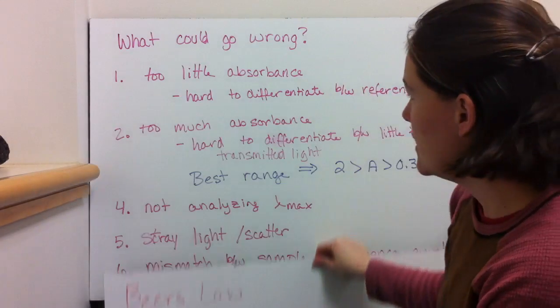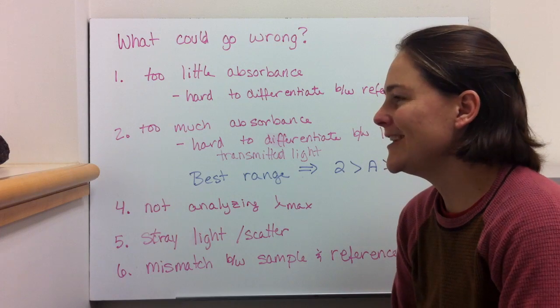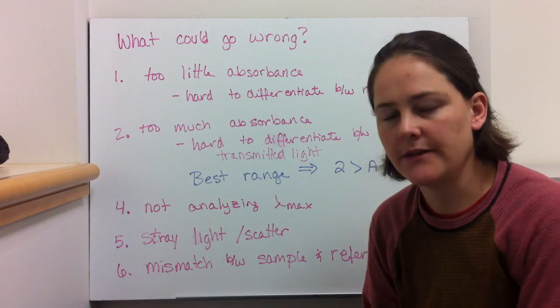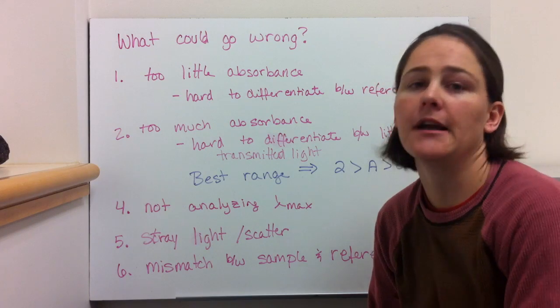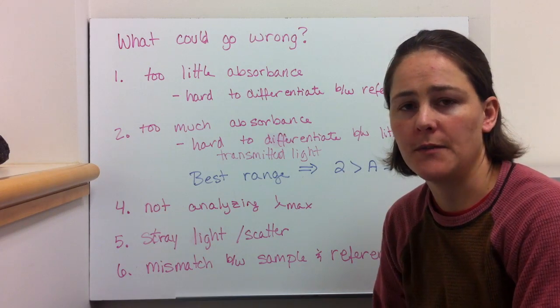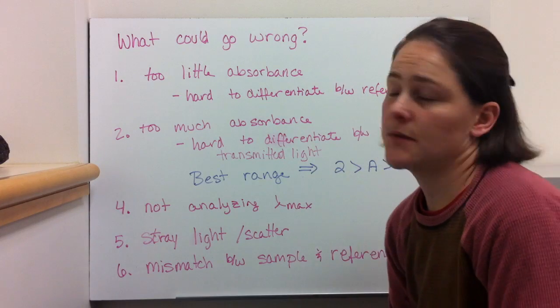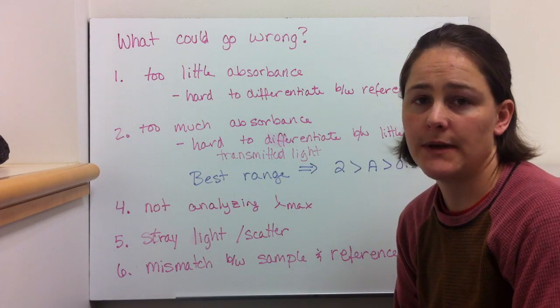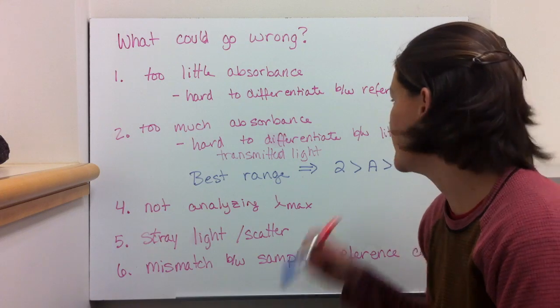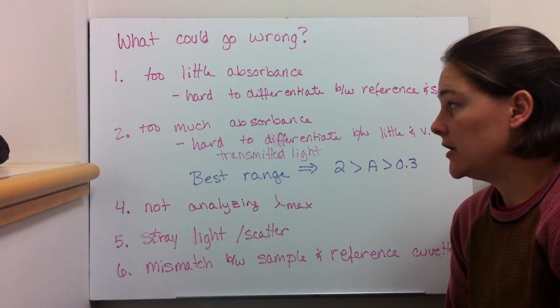All right, so Beer's law, so simple. What could go wrong? Well, actually, there's a lot of things. Beer's law is very powerful, but at the same time, you have to be a little bit careful and aware of what the pitfalls of Beer's law are. One could be too little absorbance. It's hard to differentiate between the reference and the sample itself if there's very, very little sample. So it's hard to quantify if there's very little.